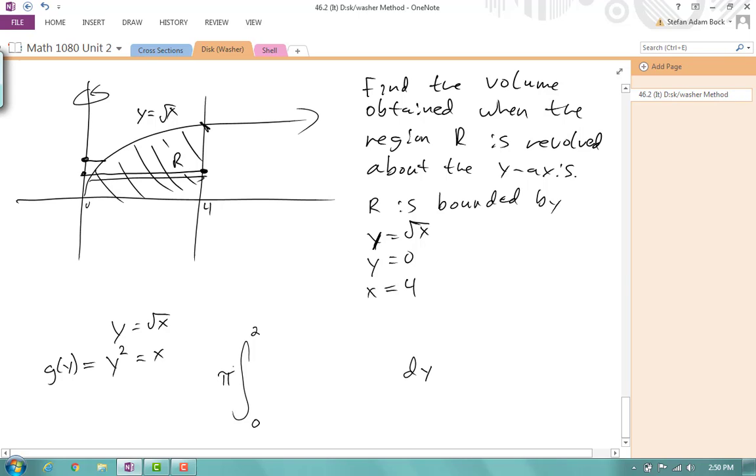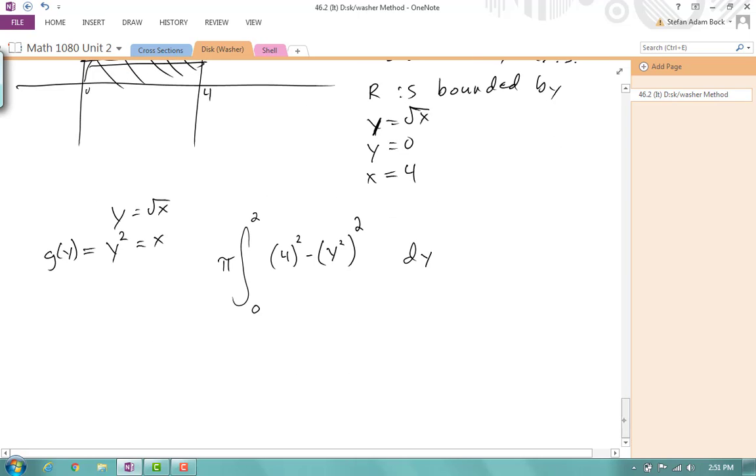But my formula stays the same. It'll just be in terms of y, so I have pi times, I have an outer radius of x equals 4 squared, minus an inner radius of x equals y squared, squared. So I have pi times the integral from 0 to 2 of 16 minus y to the 4th dy. And that's what I'd have to do if I wanted to revolve parallel to the y-axis.